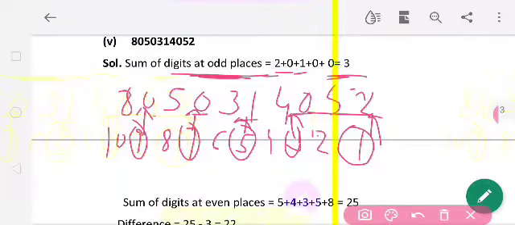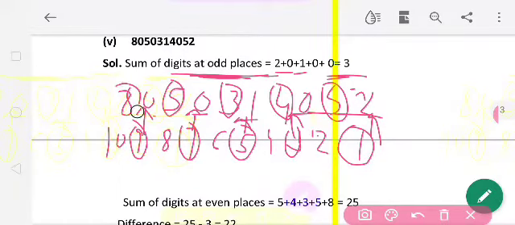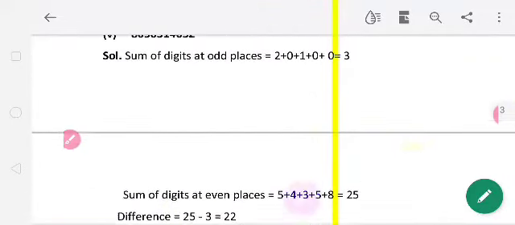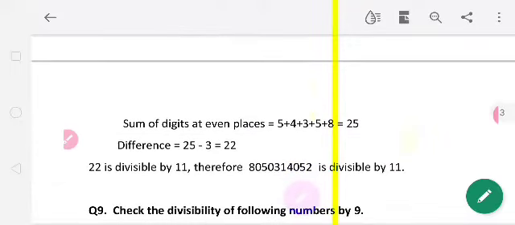Now the left numbers are at even places. Which are the numbers at even places? 5, 4, 3, 5 and 8, and find the sum, which is equal to 25. Now find the difference between them. Here 25 is greater than 3, so we'll subtract 3 from 25. So 25 minus 3 is equal to 22.